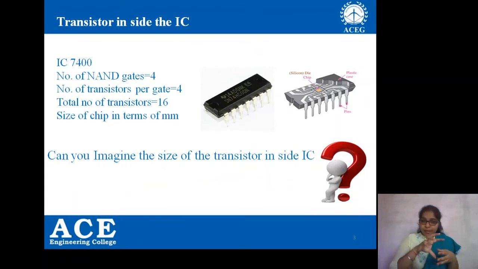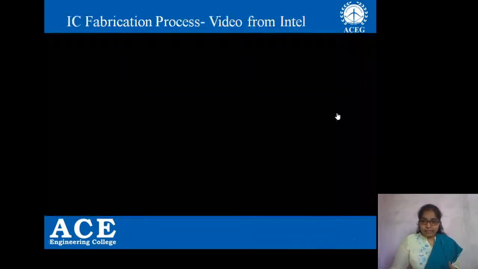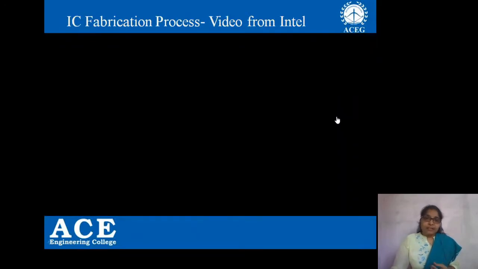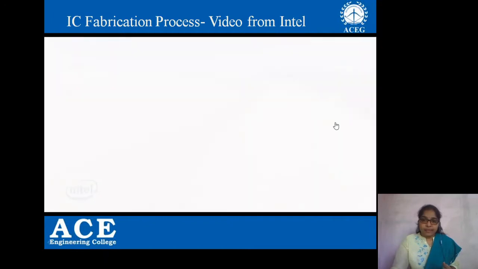So we need to fabricate all of them without any overlapping. It is not possible for us to fabricate all these things manually. So we need to go through all these steps in order to fabricate any IC, right? So let us watch a video from Intel, which shows the manufacturing process of its processors. Let us have a look at it.